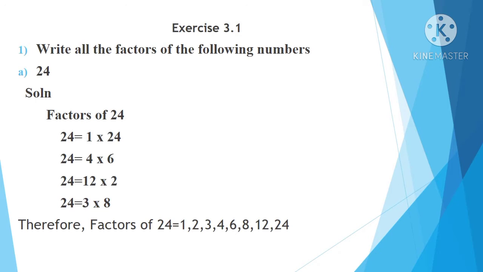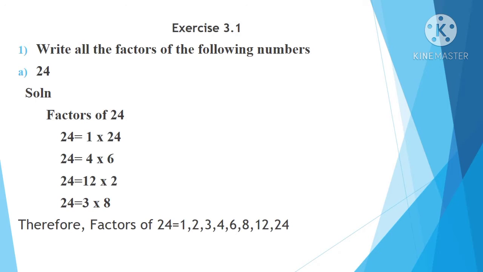Another name for factors is divisors. For example, 6 is divisible by 2, so we can say that 2 is a factor of 6. When you multiply two numbers, 2 into 3 equals 6, so 6 is known as the product or multiple. These are the terms we have seen in the last session as the introduction of chapter 3.